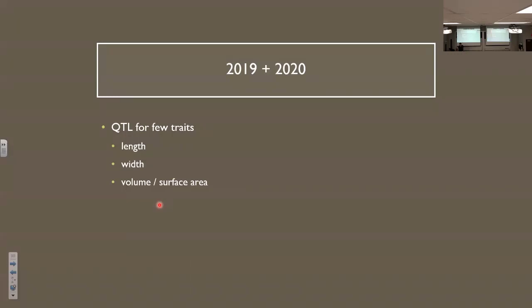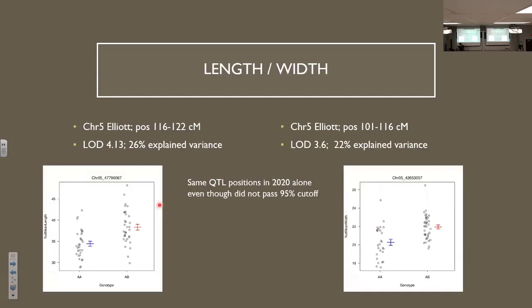as well with the years combined, and did find some more QTL for length, width, and overall volume. So getting to length and width, these were stemming from relatively the same position on chromosome 5 of Elliott, and were in fact just downstream of that QTL found for shell thickness. And so we're seeing a general region here.